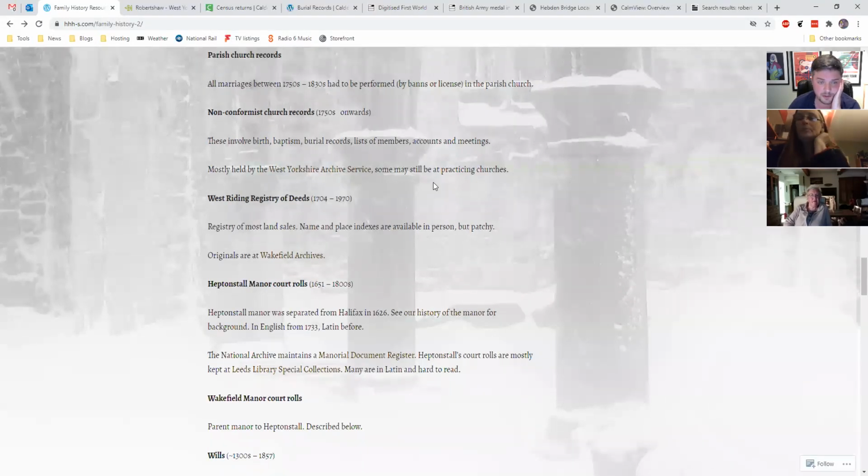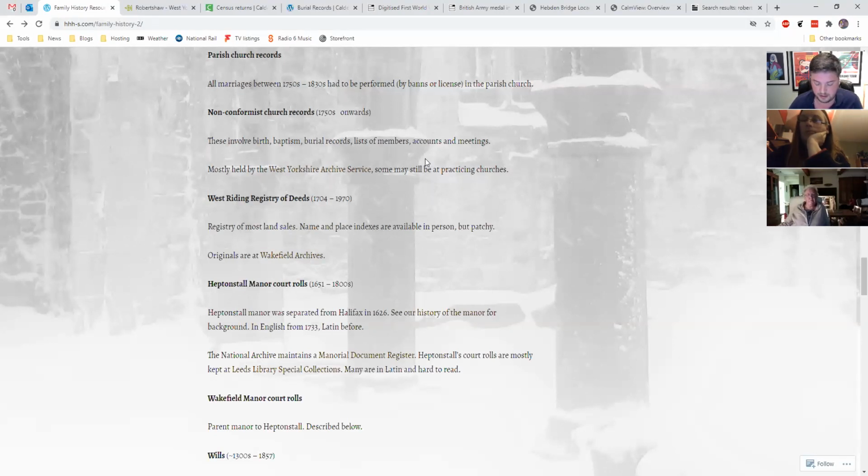West Riding Registry of Deeds, founded in the early 1700s. This is at Wakefield Archives, if you've not been. Definitely worth a visit. They contain over 7 million memorials of record sales. These memorials generally name buyers, sellers and witnesses, and also the property under consideration.